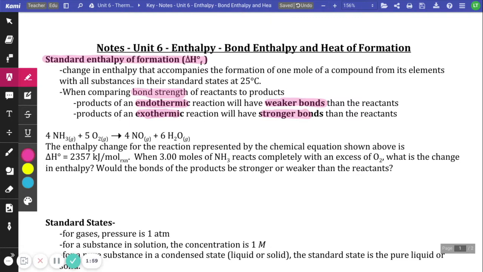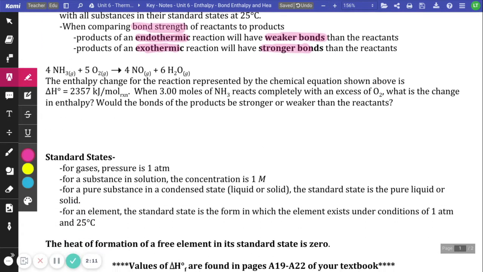Okay, so we're going to jump in. This problem is kind of more a stoichiometry problem than what we're doing today, but it does go along with what we just talked about, the bonds. So let's hop in. It says the enthalpy change for the reaction represented by the chemical equation shown above is that our delta H is 2,357 kilojoules per mole of reaction. When 3 moles of NH3 reacts completely with an excess of oxygen, what is the change in enthalpy? Would the bonds in the products be stronger or weaker than the reactants?